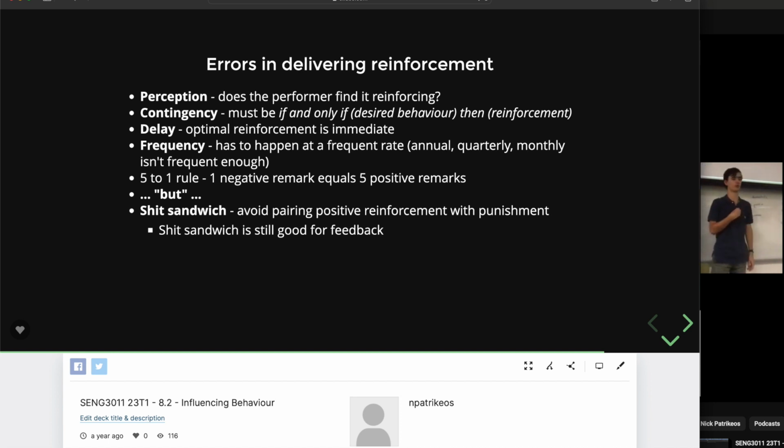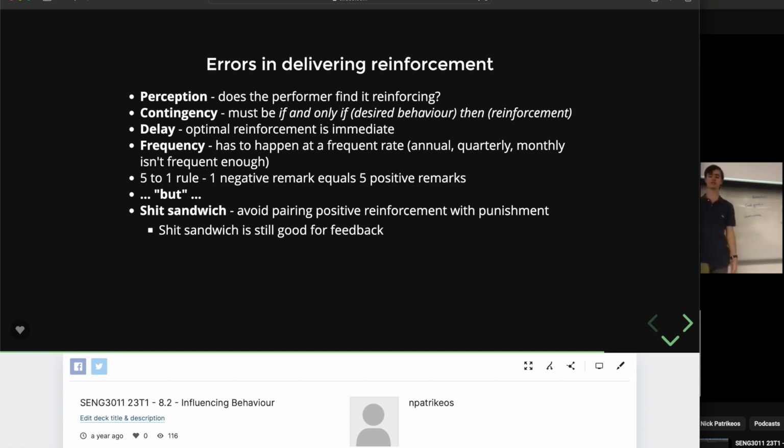It has to be contingent. It can't be like, I was going to bring lollies to the lecture today to illustrate this better, but I forgot. But I say, oh, if you come to the lecture, then you'll get lollies. Well, people are like, I can go down to Kmart or Coles and buy some. It's not contingent.